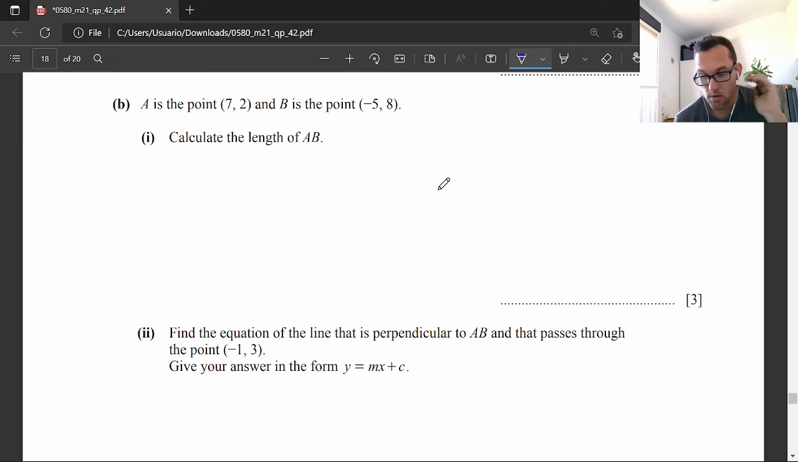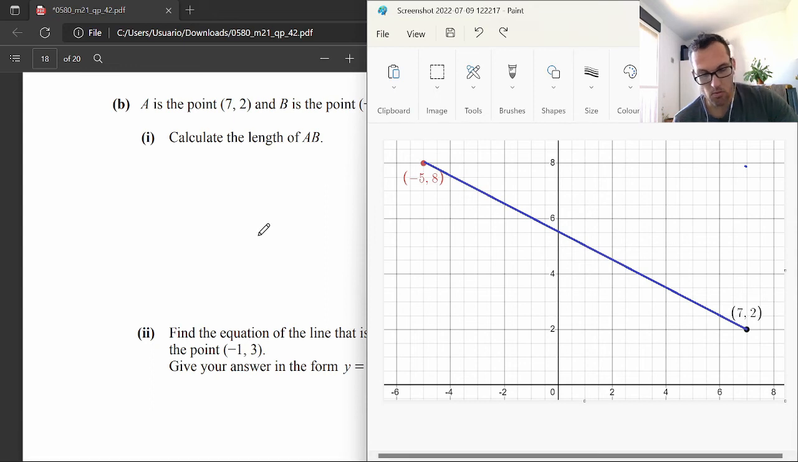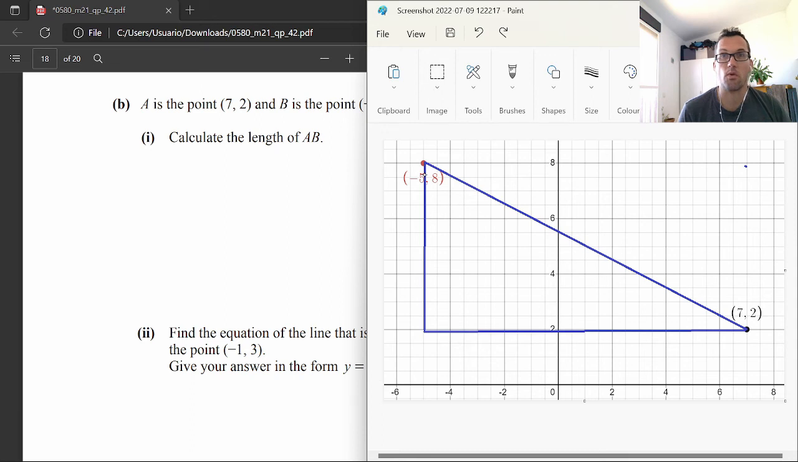Question B, they want us to calculate the length between two coordinates. Again, let's have a look what that looks like. Two coordinates, there they are, minus 5, 8 and 7, 2, and the length between those two would be the length of that line. Right, having coordinates, we need to work out the change in x and the change in y, meaning it will look like that. We've got a right angle triangle, and we now need to work out the distance between those.